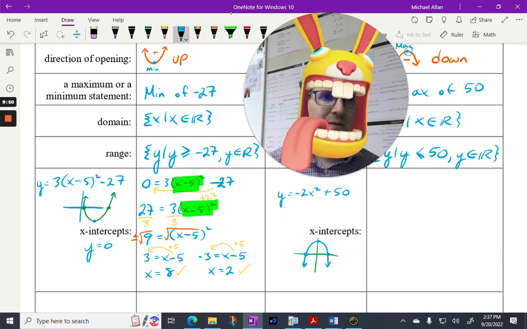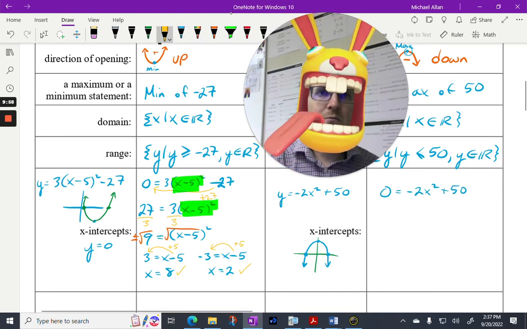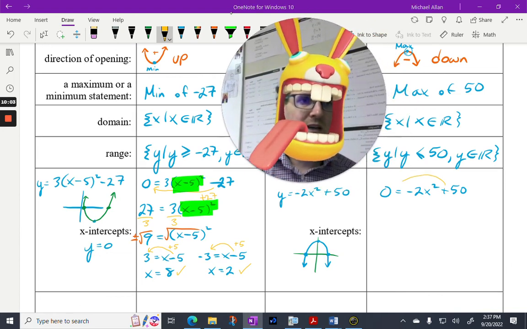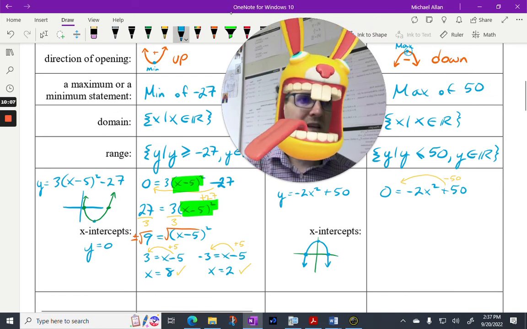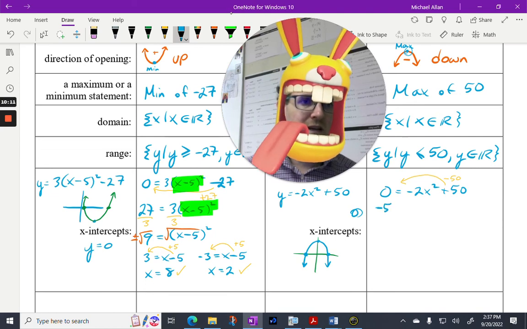All right, over here, I'm going to do the same thing. I'm going to put a 0 here. Negative 2x squared plus 50. I'm going to minus over the 50 this time. I'll move my head to the side here. There we go. So I'm going to get negative 50. Okay, negative 50 is equal to negative 2x squared.